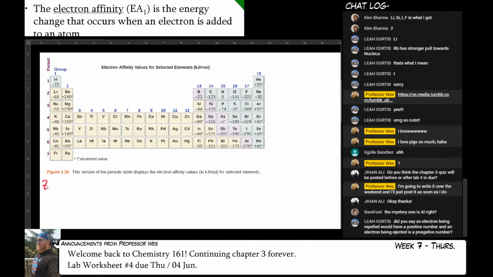But if we look at Z effective here, we've got 1, 2, 3, 4, 5, 6, 7, 8. And what you'll notice is, with the exception of these columns here, increasing Z effective means that our electrons are more attracted to the nucleus. So if I go across, say, here, I start at negative 60, and I end at negative 322. And so my electron affinity gradually gets more and more negative.